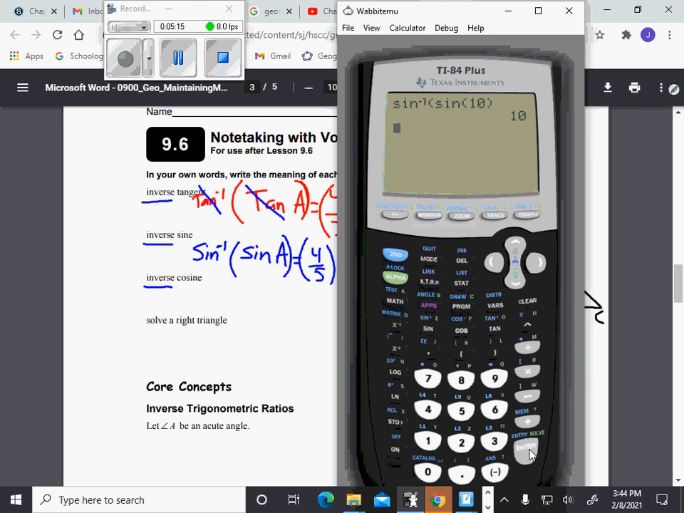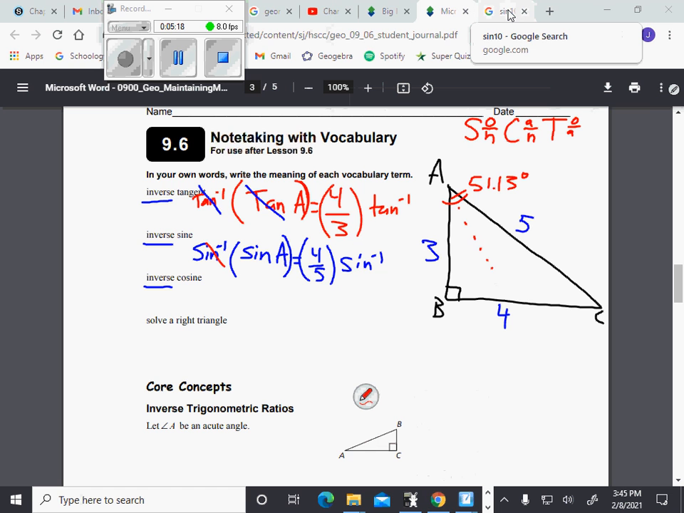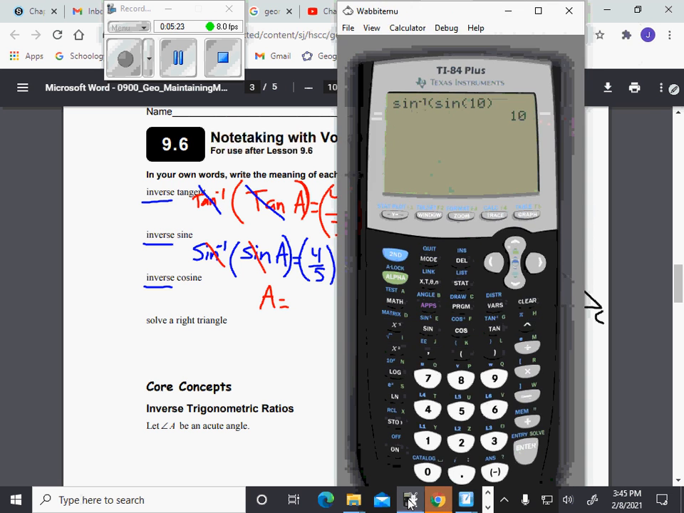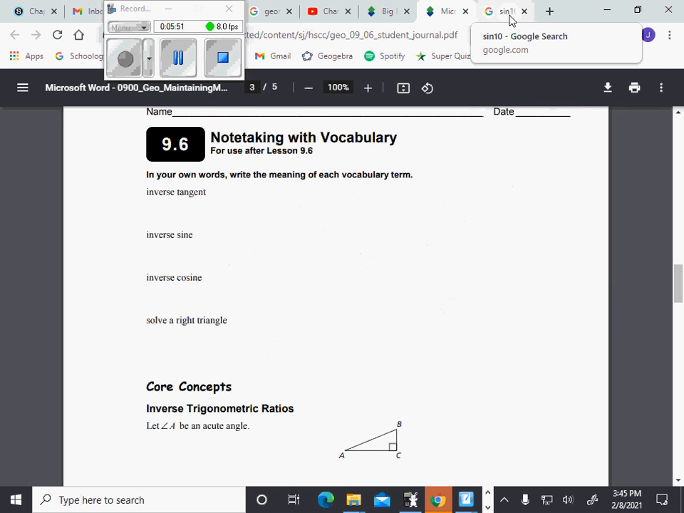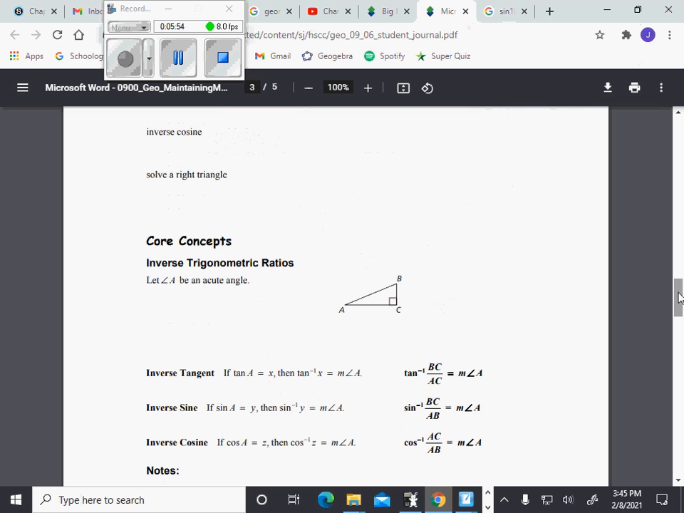Which gets me to right here. Sine inverse and sine. We're left with A is equal to the sine inverse of 4 over 5. Now if we did this right, we should get the same answer. We should get 53.13, which is what we had up here. Okay, we got the same answer. And inverse cosine is the exact same thing, just with cosine.